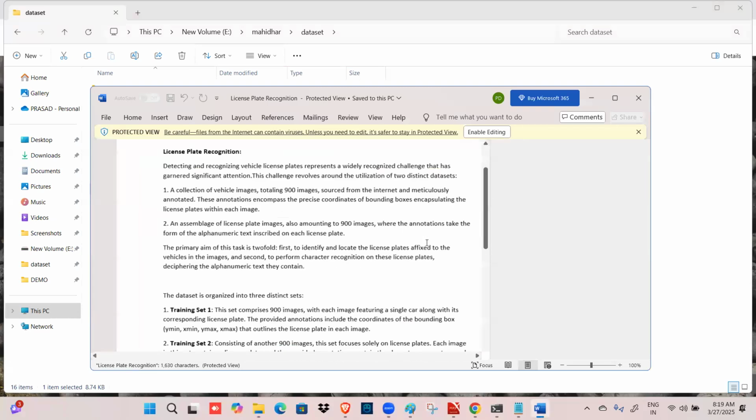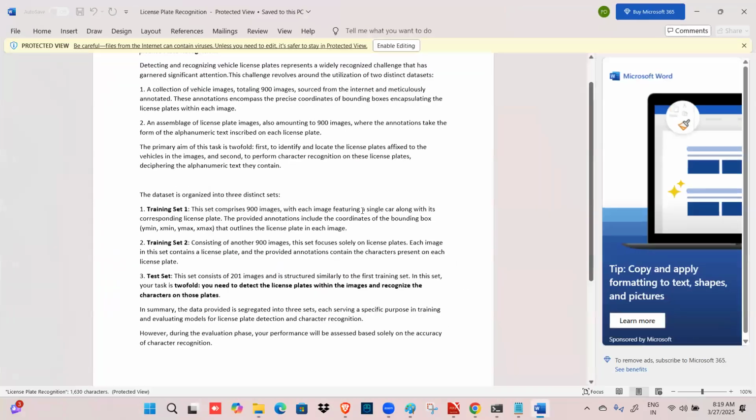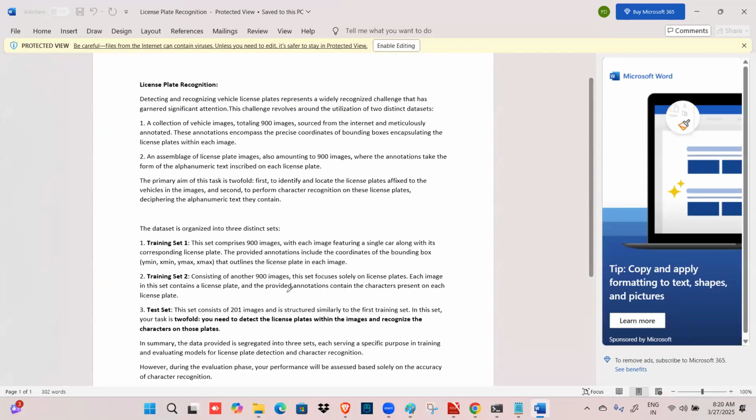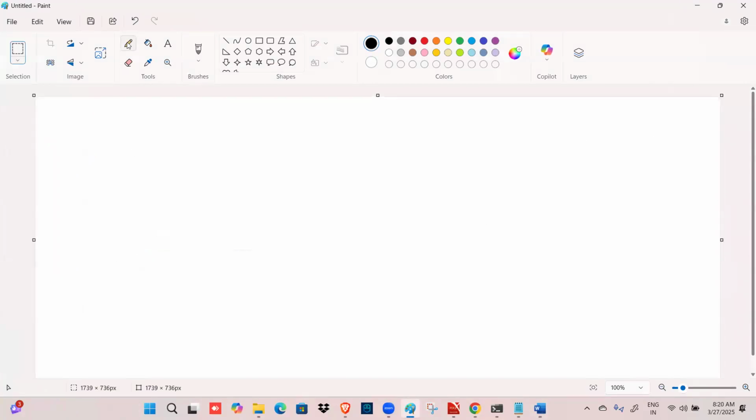So this is the information about the data. Inside that data, what is present? For a fresher or entry-level candidate, this is a tough task. Why? Because they ask you to train the model and also to save the models.